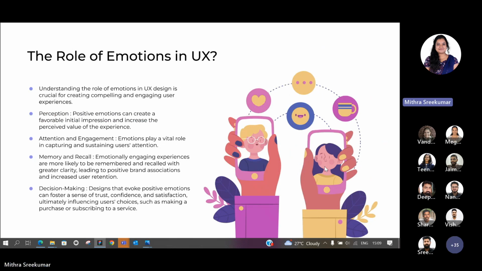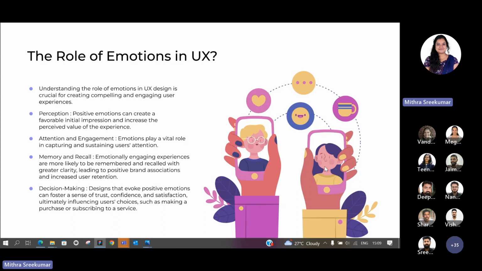Then we can go on to understand the role of emotions in UX. It is very important, in creating a compelling and engaging experience for a user, that a crucial role is played by emotion, like how a person perceives things. And perception is the first impression that we get while visiting an application or while interacting with a product. That is how the perception happens.